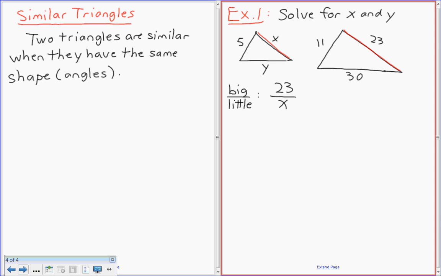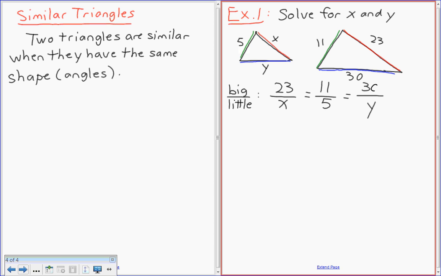I'm going to do the same thing again here. I'm going to say 5 on the little triangle. So 5 on the little triangle, Jake, is going to be what on the big triangle? Pretty good, 11. Finally, I'm going to do Y. So Y on the little triangle, John, is going to be what on the big triangle? Okay, good, 30.